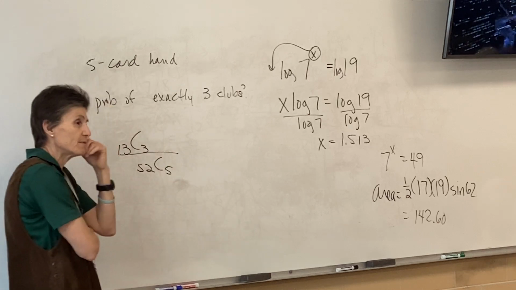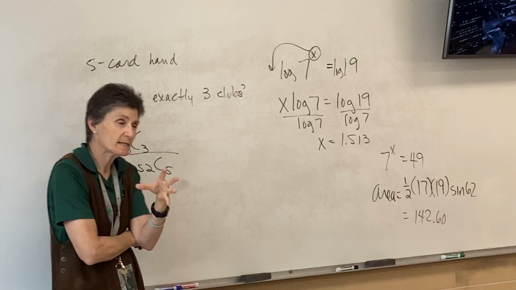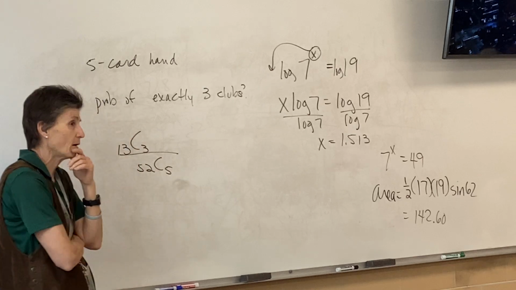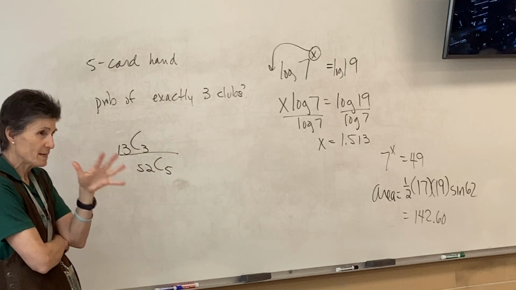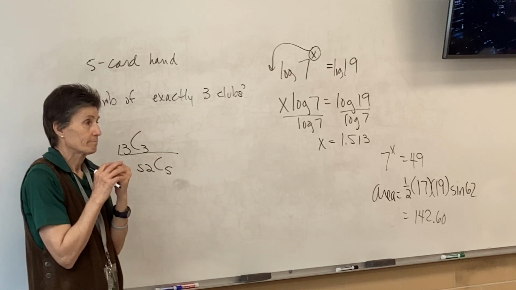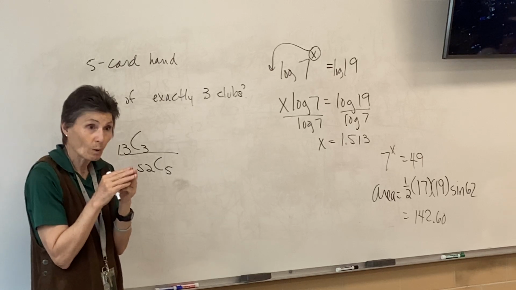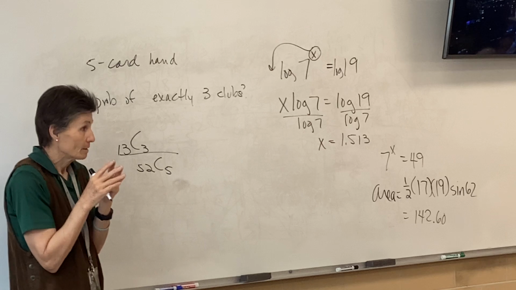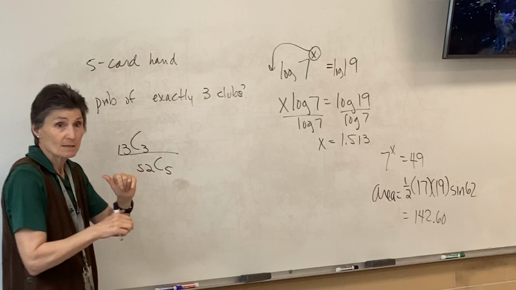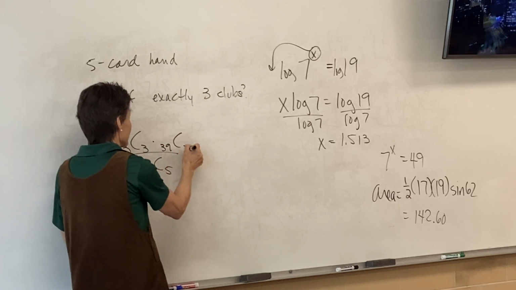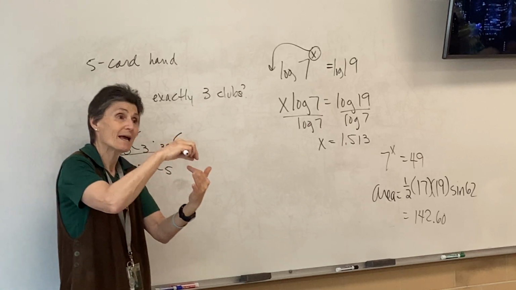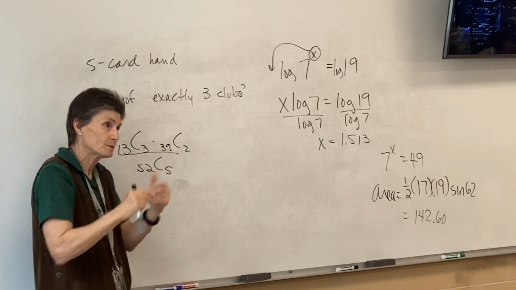13C3 will take care of the clubs because there's 13 clubs in the deck, and we have to have 3 of them. We have to have 3 of those 13 cards. But don't stop here, because right now, how many cards are in my hand? 3. I still have to pick 2 more. And where are they coming from? Anything other than the clubs. The rest, anything not a club, which would be a heart, a diamond, or a spade. So 39C2. And that's a multiply because I want 3 clubs and 2 something else.